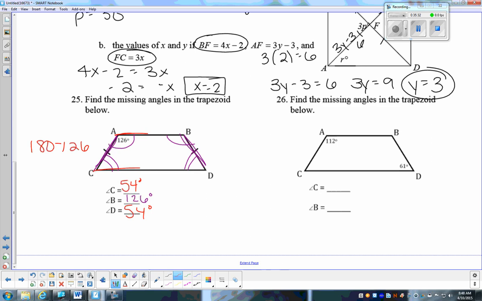26, find the missing angles in the trapezoid below. This one is not an isosceles trapezoid. So all we know is that our consecutive angles add to 180. So to find C, I do 180 minus 112. And I get that C is 68. And to get B, I do 180 minus 61 to get that B is 119.